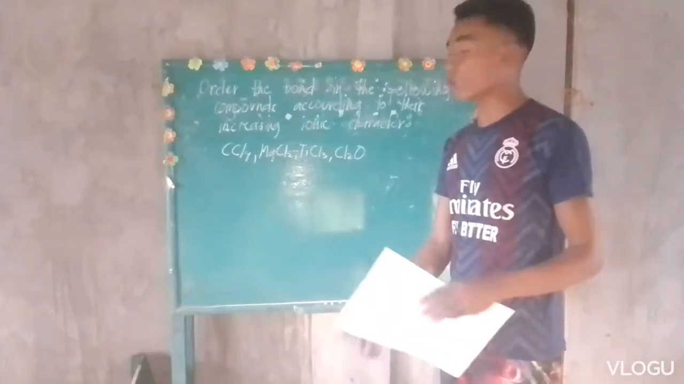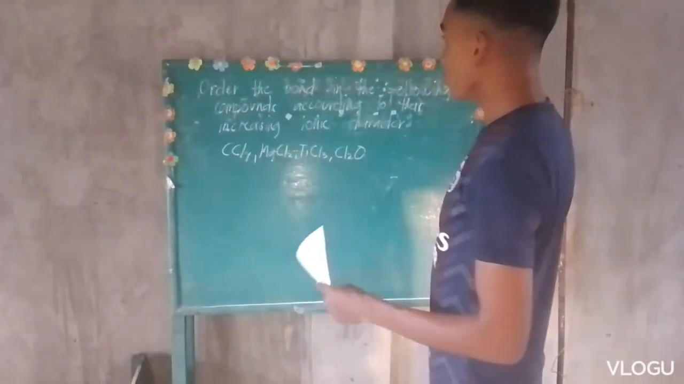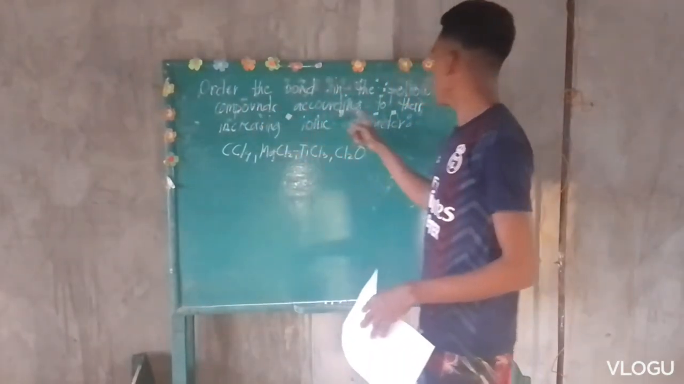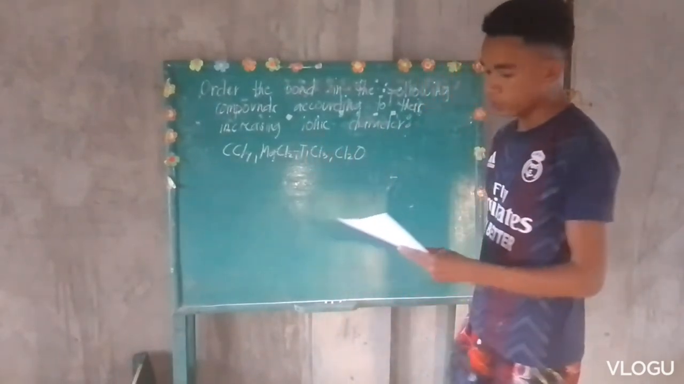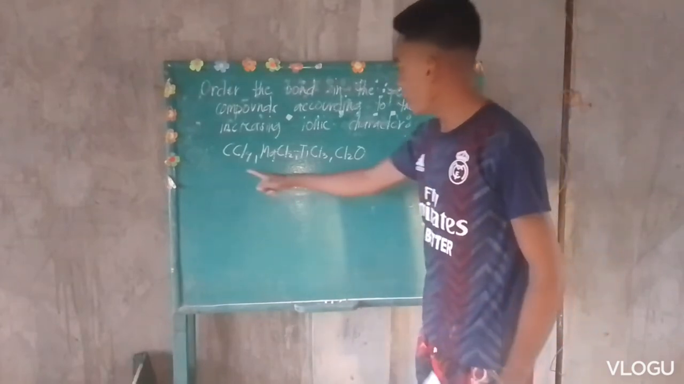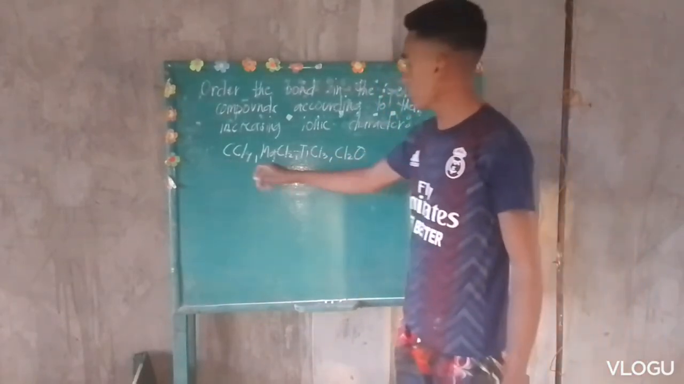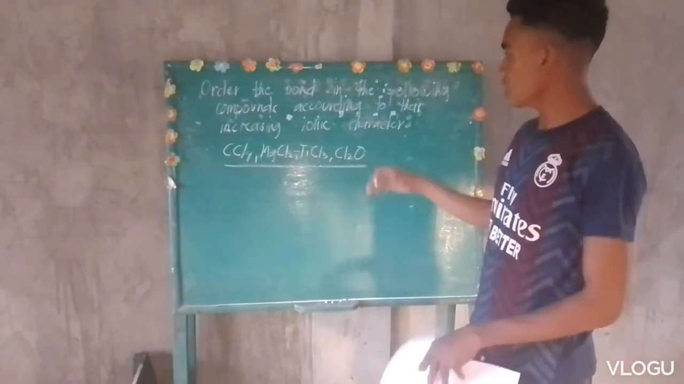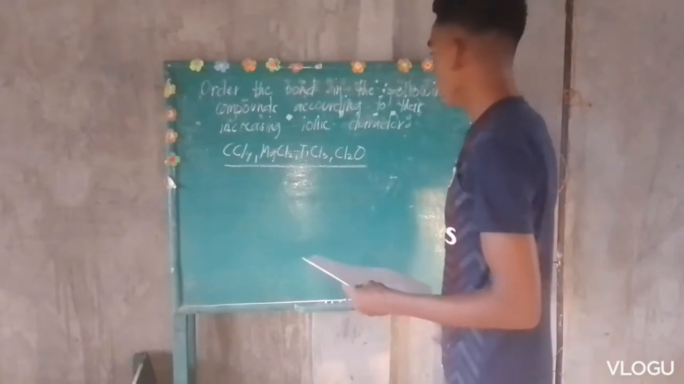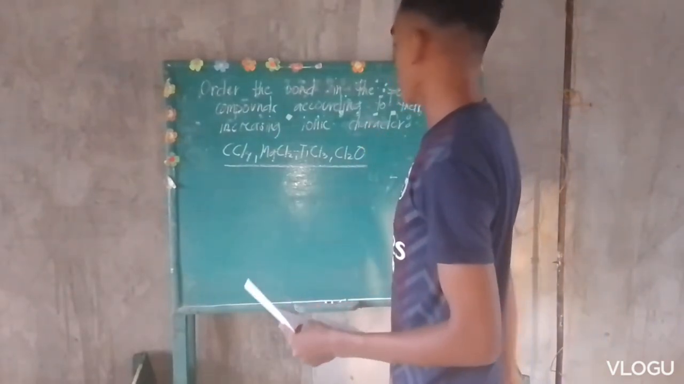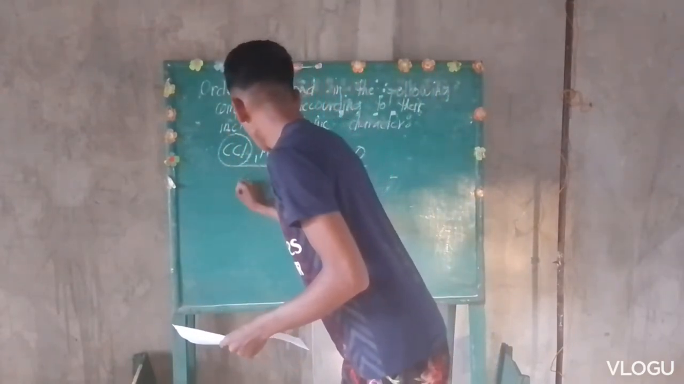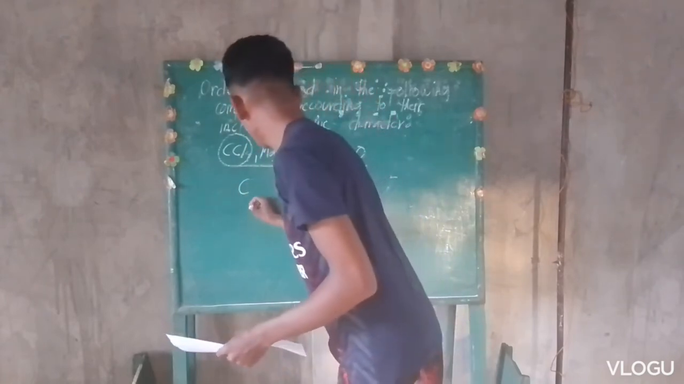So let's proceed to our fourth problem. Our fourth problem is order the bonds in the following compounds according to their increasing ionic character. So first, we will find their differences. We will find the differences of these two elements, carbon and chlorine.